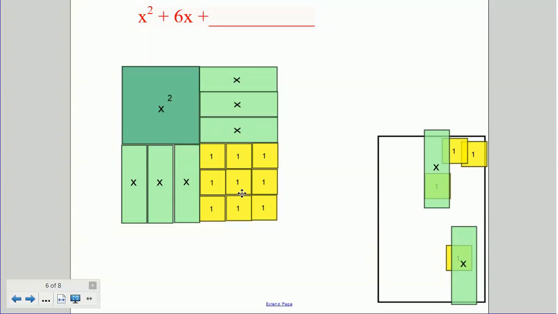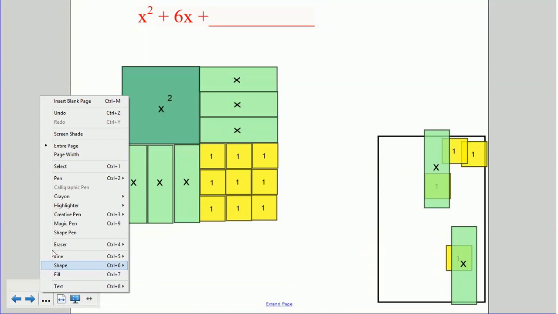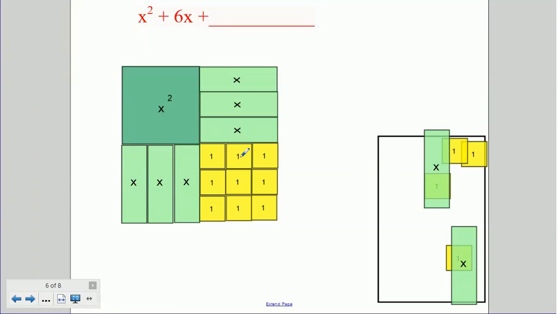There, so I completed my square. I made a square. How many 1s allowed me to complete my square? Let's count. I had to use 1, 2, 3, 4, 5, 6, 7, 8, 9 squares. So my blank would be 9 to complete the square.